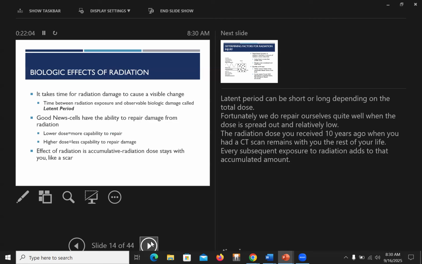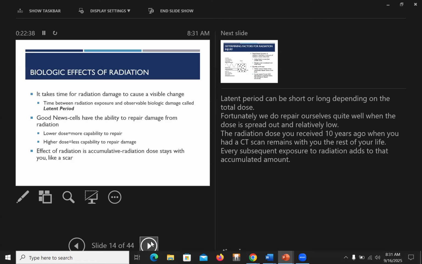It takes radiation time to cause visible damage. So with X-rays, this is not necessarily something that we're ever going to worry about, but we have to learn about it because we use radiation. Our radiation, of course, is a very small dose, like we've already said. But in other worlds, in the hospital where they use higher doses of radiation, just because we handle radiation, we have to understand this. So it takes time for radiation damage to cause a visible change.